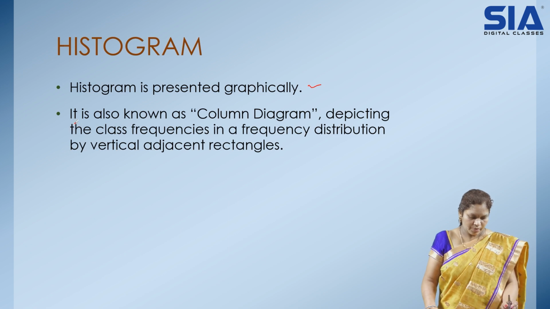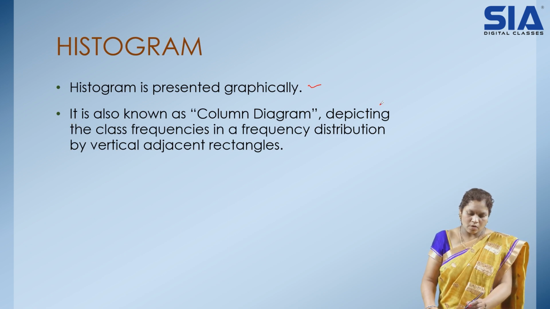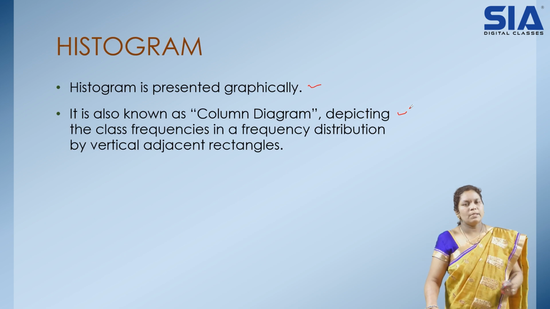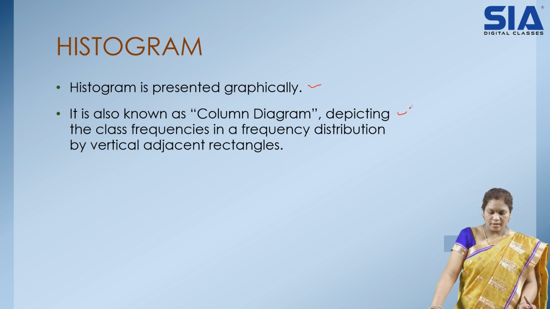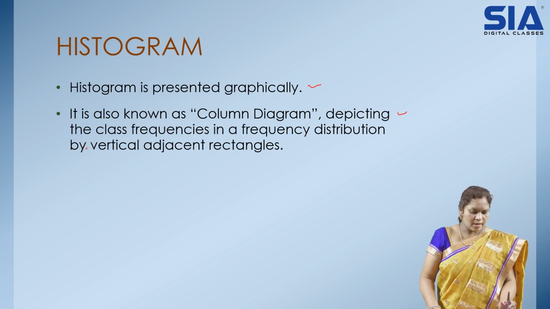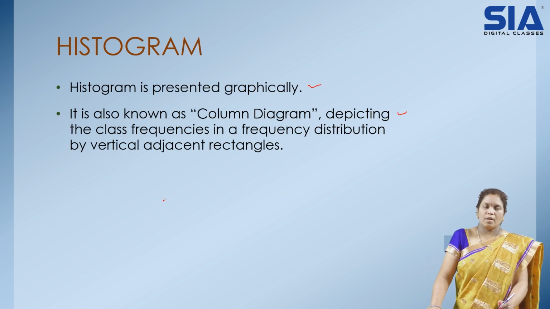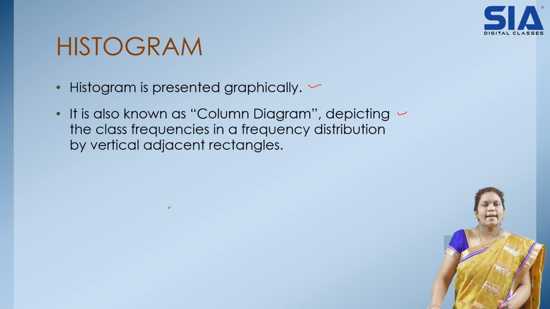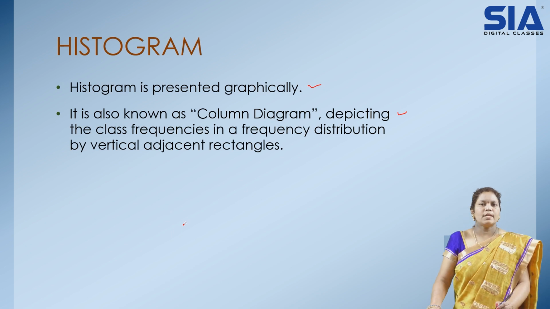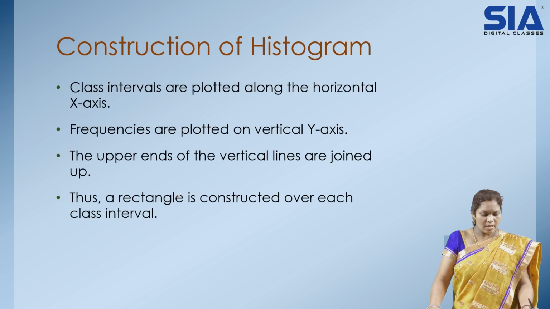Check it out. Next point what we have. It is also known as column diagram because all will be doing in columns. I'll be explaining in graph paper. It will be clear then. So, depicting the class frequencies in a frequency distribution by vertical adjacent rectangles. So, we'll frame rectangle bars just like bar diagram how you have done. Same like that histogram also will go on. That's all the points, let us check it out in an example.